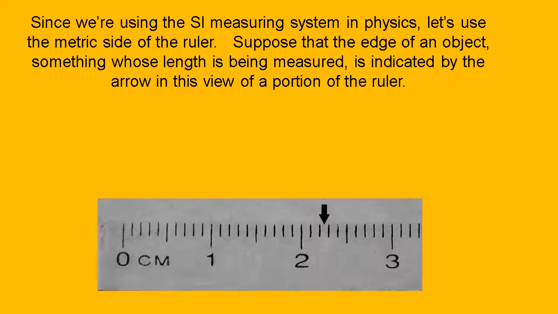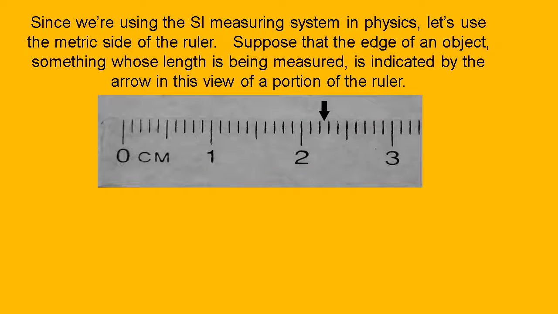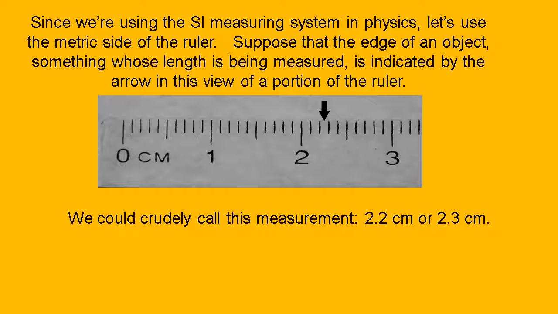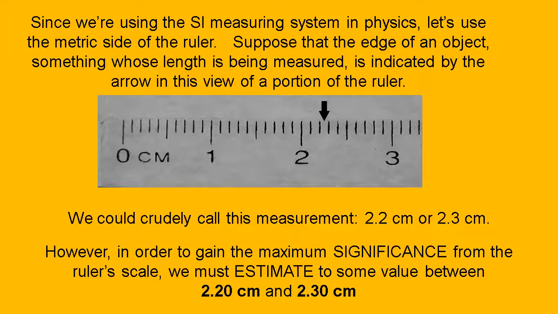Suppose at the edge of an object, something whose length is being measured is indicated by the arrow in this view of a portion of the ruler. We could crudely call this measurement 2.2 or 2.3 centimeters. However, in order to gain the maximum significance from the ruler's scale, we must estimate to some value between 2.20 and 2.30. And to make this estimate, I recommend using a magnifying glass whenever you have a small scale.